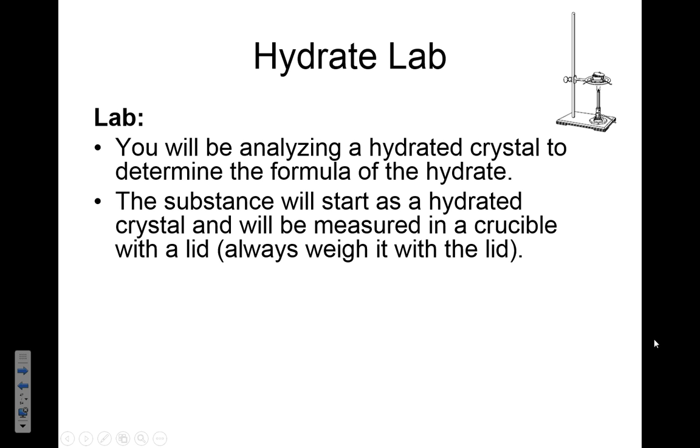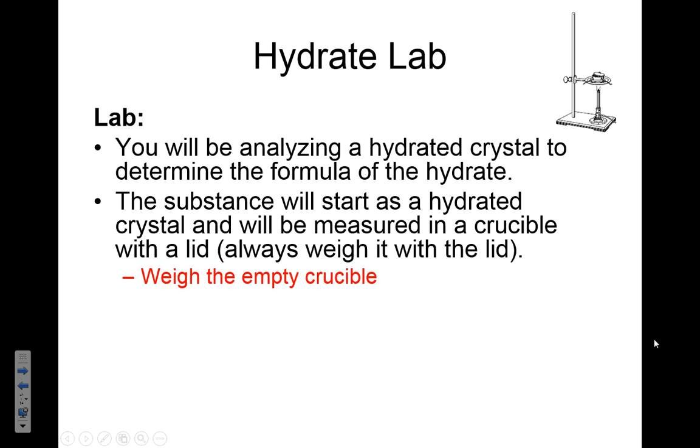Now, in a lab, if we were going to do this, what we'd be doing is using a setup similar to what you see in the upper right-hand corner here, with a Bunsen burner and a crucible with a lid to basically heat up a hydrated crystal. So we're going to start with the hydrated crystal, and we're going to measure it in a crucible with a lid. And don't forget, you always weigh it with the lid, because if you forgot to weigh the lid with it, your masses are now totally off. And we can't forget, we need to get that from the very beginning.